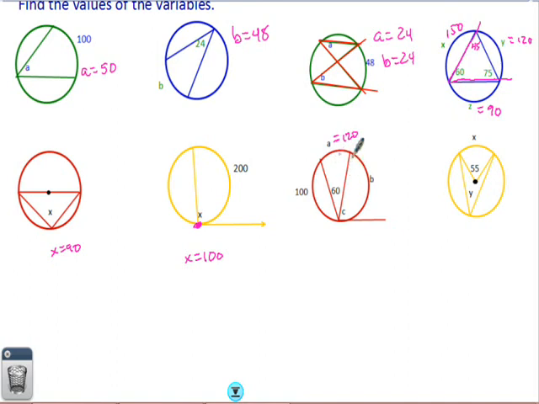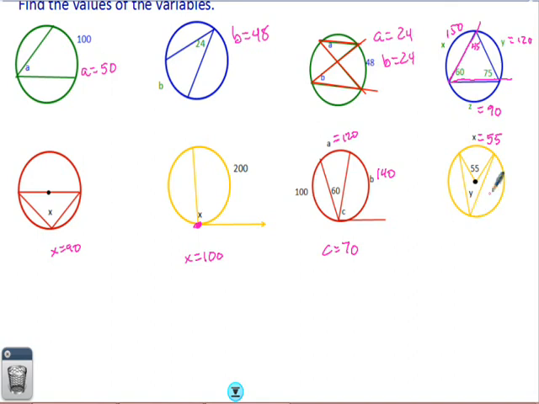B, well, if this is 120 and this is 100, that's 220. So all that's left for B is 140 because of the circle being 360 degrees. And then C is going to be half that. C is 70. Here, if this is 55, well, that's a central angle, so X equals 55.